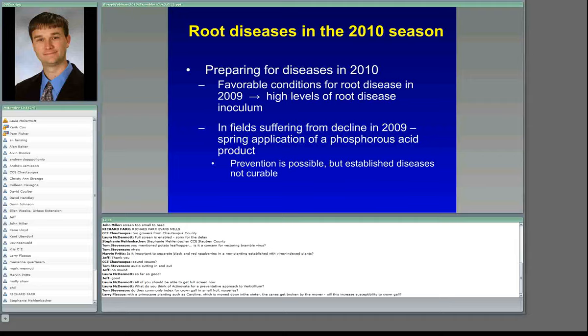If the disease begins to show up later in the season and you can finally see it without digging it up, it's usually too late to do anything about it. So this year it may be pertinent to use a preventative application of a phos acid product if you have fields in which you could develop a Phytophthora problem. Low-lying, wet fields, or fields with a lot of wet spots, and you went through 2009 even without a problem.